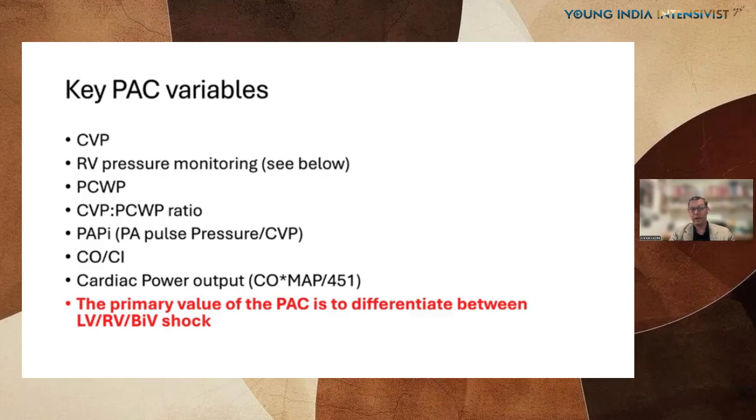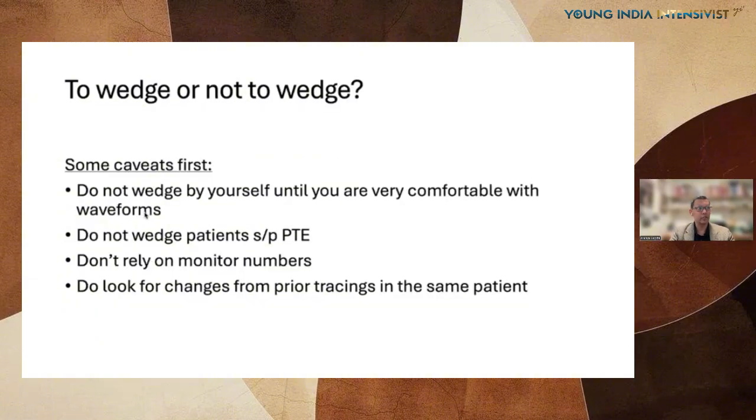For me, the primary value of the PA catheter is to differentiate, to phenotype cardiogenic shock, LV predominant versus RV predominant versus BiV, because the way you treat these kinds of shocks are actually very different, even though they're all cardiogenic shock. So why should you wedge or not wedge? The first thing, and this is really important for trainees, not necessarily for experienced physicians: don't wedge until you know what waveforms look like, and I'll show you why.